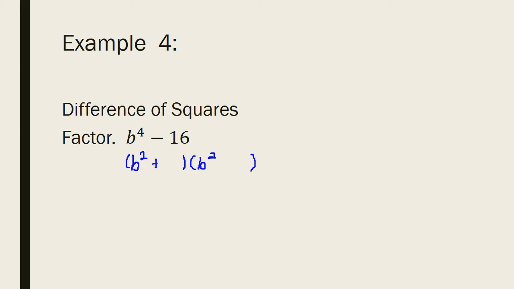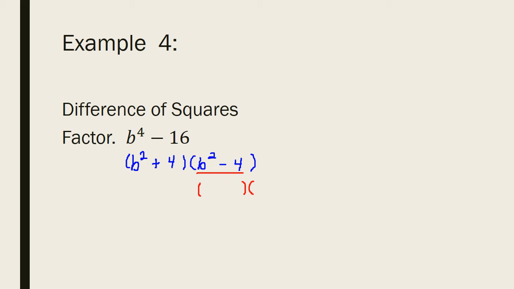One gets a plus, the other one gets a minus, and the square root of 16 is 4. Now let's look at our second set of parentheses. Notice we've got a b squared minus 4. That is, b squared is a perfect square, 4 is a perfect square, and they're separated by a minus sign. So that means that these are a difference of two squares, a difference of squares. So we can factor it.